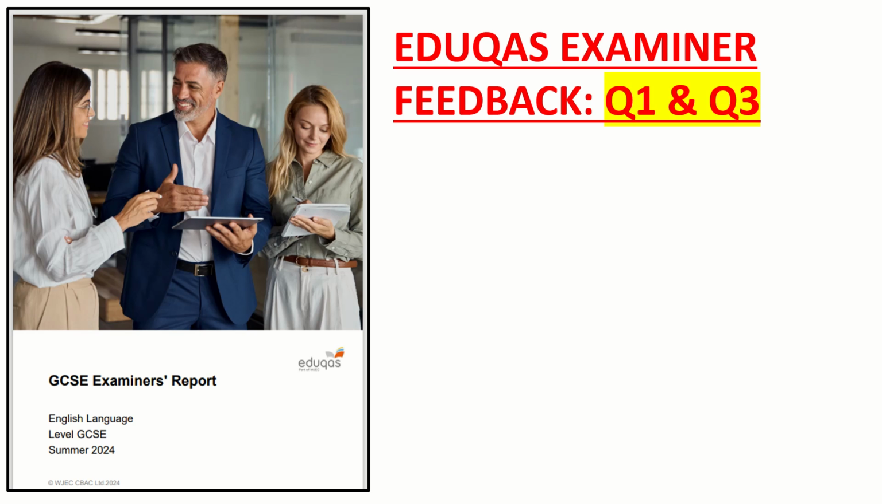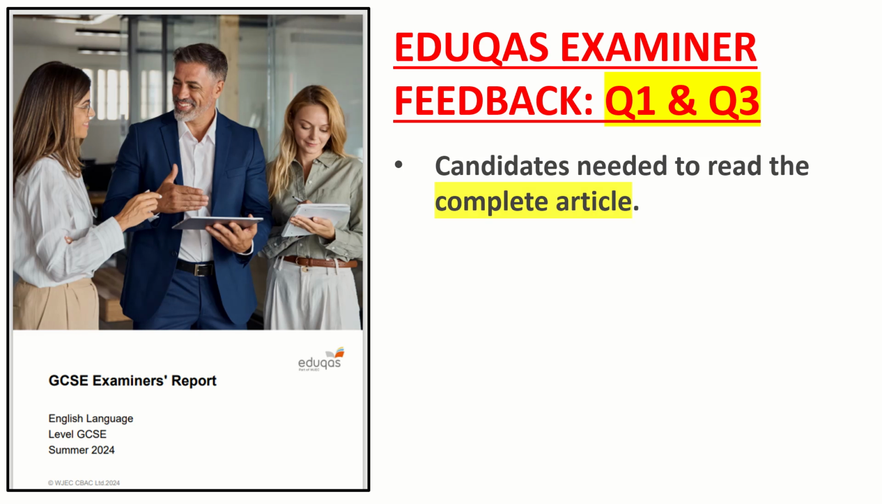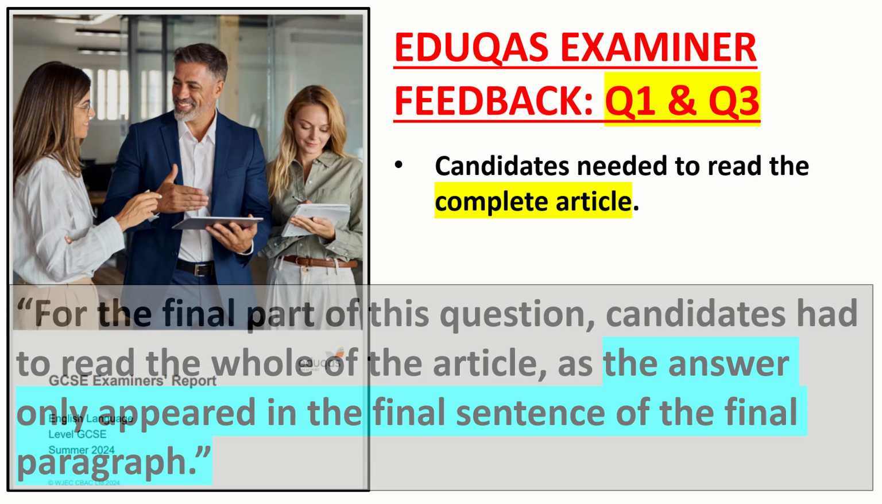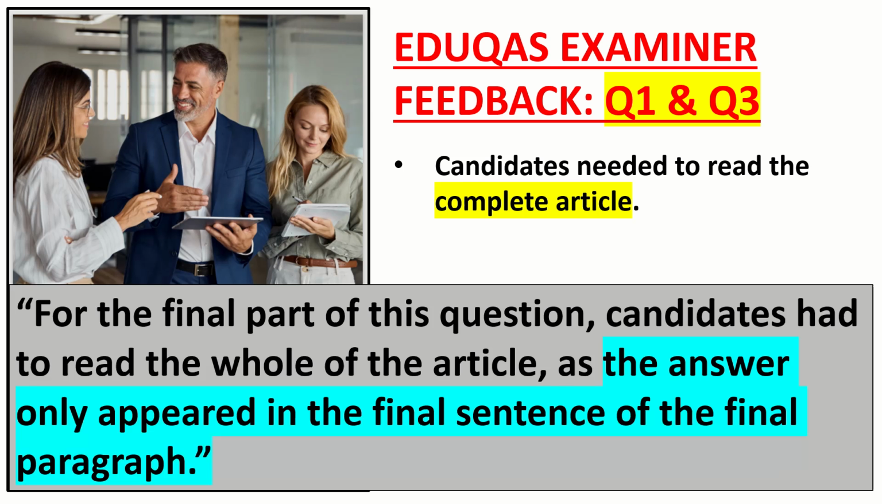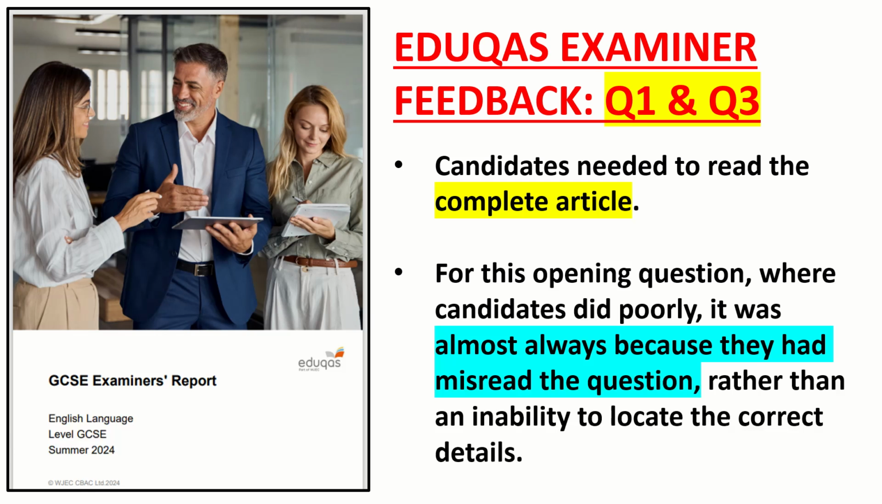Okay, question 1 and 3. Remember, similar questions but for different extracts. So the main mistake the examiner said students make was that candidates didn't read the whole article. They actually said for one of the previous exams, for the final part of this question, candidates had to read the whole of the article as the answer only appeared in the final sentence of the final paragraph, so right at the end. So what students tend to do is they never read the whole extract and they just try to pick out the answers for question 1. So read the whole article, and the idea is it also will prepare you for the harder question 2.